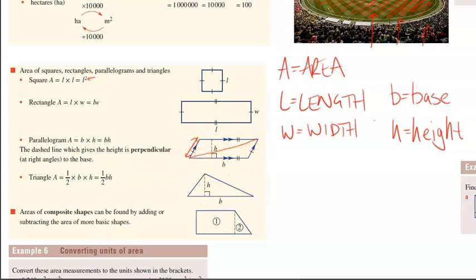And you've got to keep this in mind when you're using this formula, because sometimes they will rotate the shape and it's a bit tricky to determine what the height is. We'll look into an example of that as well.